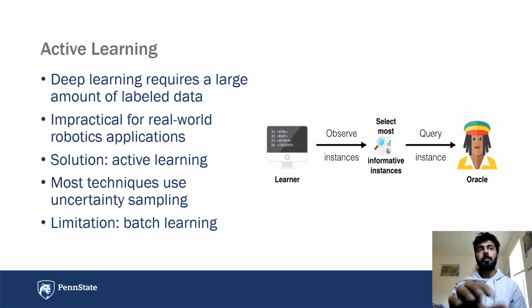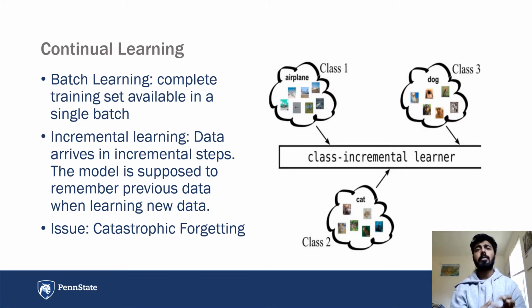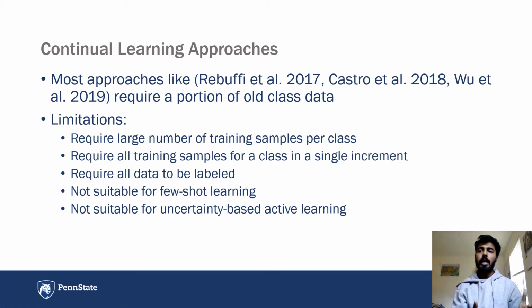So in the past couple of years, deep learning researchers have focused on incremental learning, in which the model gets data in incremental steps, and it is supposed to perform well on previous data and new data. However, this runs into a new problem called catastrophic forgetting, in which the model actually forgets the previously learned information and the overall classification accuracy of the model decreases. So to deal with catastrophic forgetting, many researchers have proposed continual learning techniques, but most of these techniques still require a portion of the old class data, which again is not memory efficient for real-world applications.